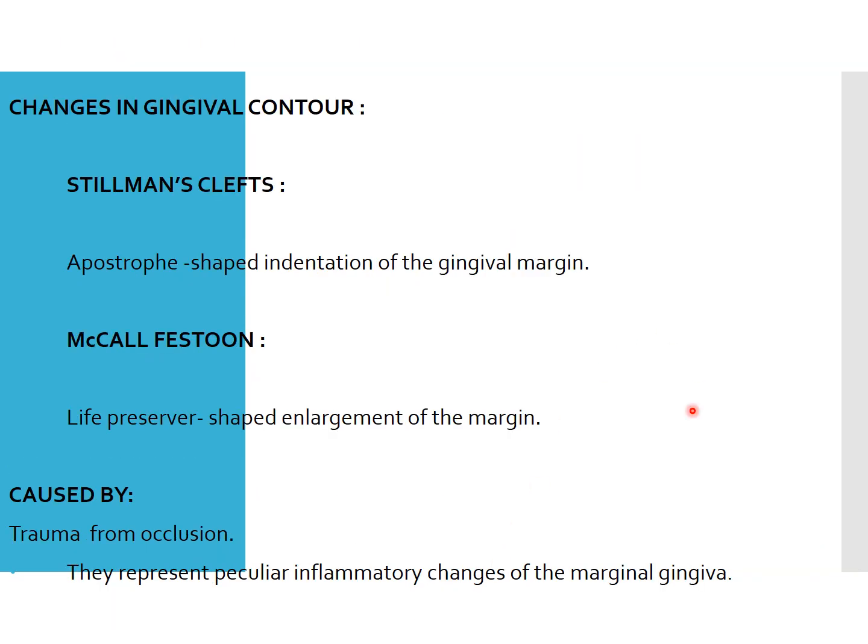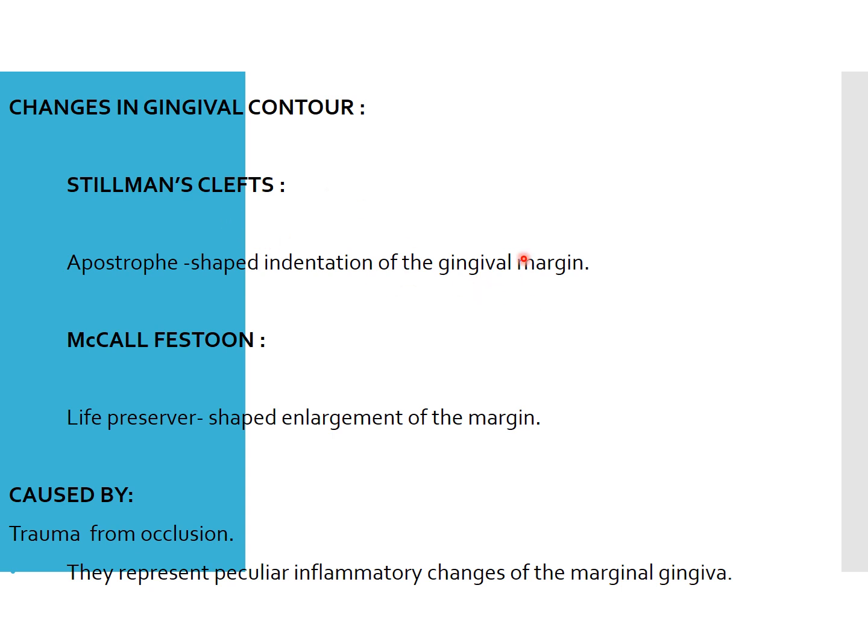So changes in the gingival contour, you can see different types of contour. Normally the contour will be scalloped and knife-edged. In disease cases, you can see rolled margins with blunt interdental papilla. So scalloped and knife-edged will be like this, and rolled margins with blunt interdental papilla will be like this. You can see some other changes called Stillman's cleft and McCall's festoon. This is seen in cases of trauma from occlusion. You can see an apostrophe-shaped indentation in the gingival margin. So there is Stillman's cleft.